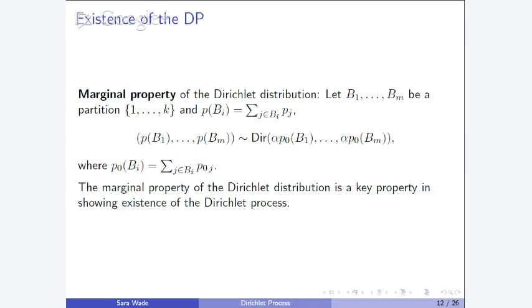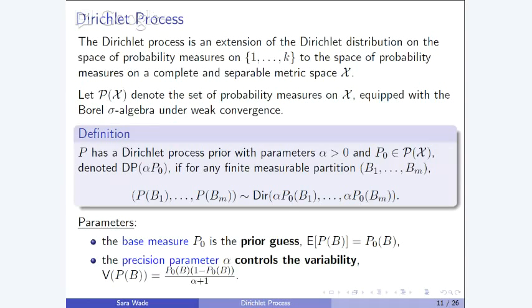with parameters appropriately defined. So what this means is, let's go back. What we did here was we just defined, as we did for the Gaussian process, a collection of marginals. For the Gaussian process, we defined a collection of marginals, the distribution of the function at n points. Here we're just defining the collection of marginals, the distribution of the probability measure at some finite number of sets. And we have that this marginal property holds.